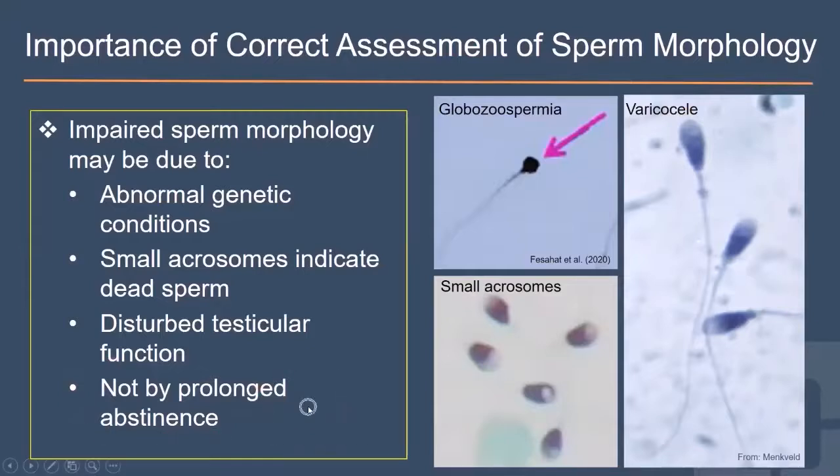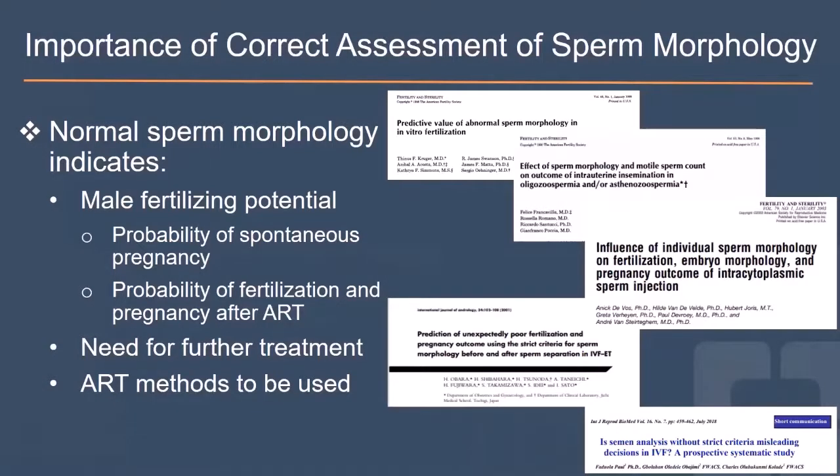On the other hand, normal sperm morphology is not dependent on the abstinence, whereas other parameters such as ejaculatory volume or sperm count or even DNA fragmentation are related to the abstinence period. So in general, we can then say that normal sperm morphology indicates the male fertilizing potential and gives a probability of fertilization and pregnancy after spontaneous and assisted reproduction outcome. It will also indicate the need for further treatment of specific patients and the possible techniques that can then be used in the embryological lab.